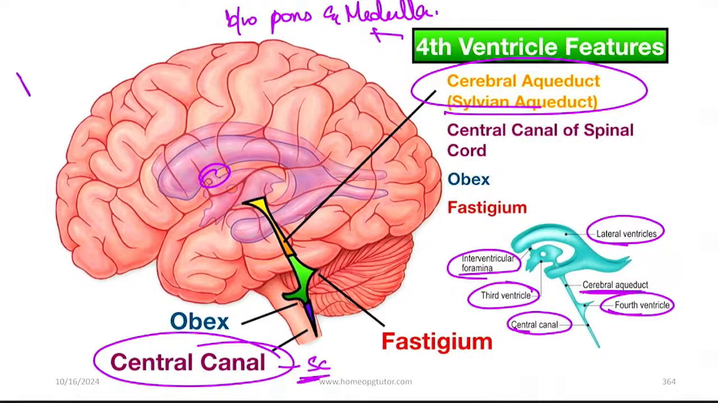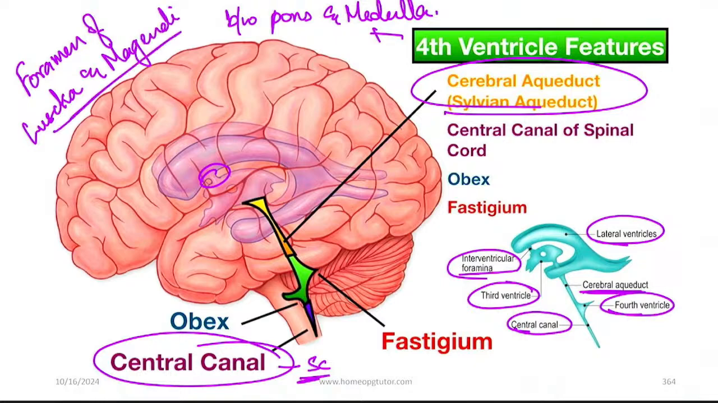The foramen of Luschka and the foramen of Magendie connect the fourth ventricle to the subarachnoid space. Remember, the CSF that is now there in the fourth ventricle drains into the central canal, but it also has to drain into the subarachnoid space of the brain, right?